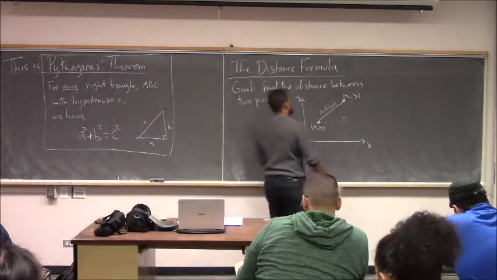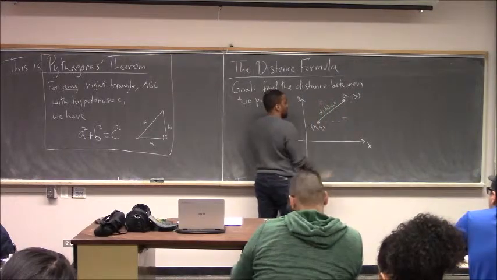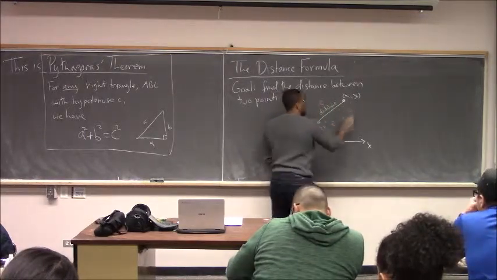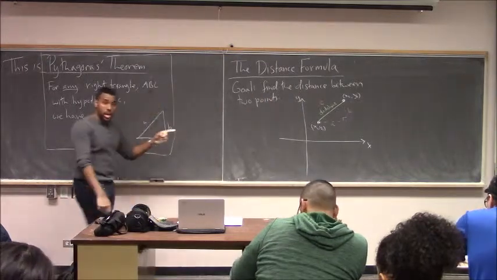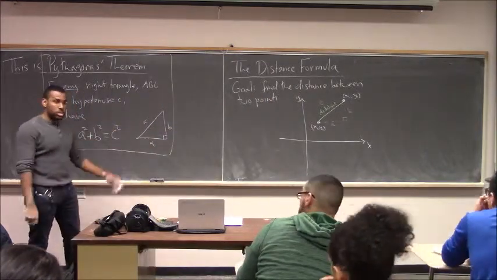So I can think of this like the C, which is the hypotenuse. I can think of this length as the A and that as the B. And Pythagoras' theorem will apply, because this applies to every such thing.